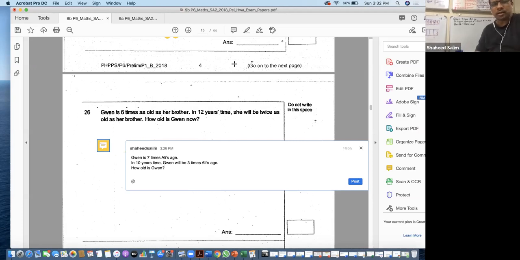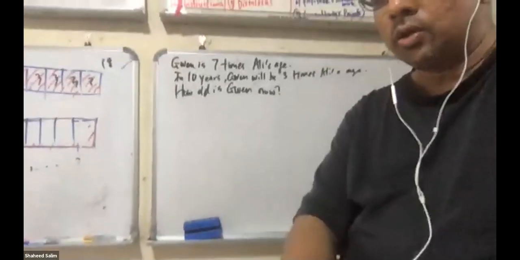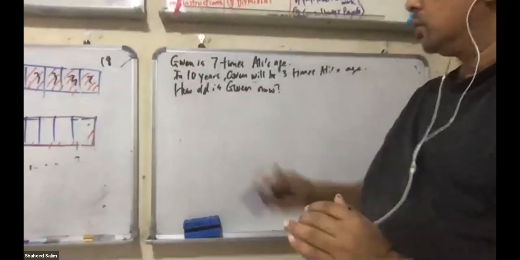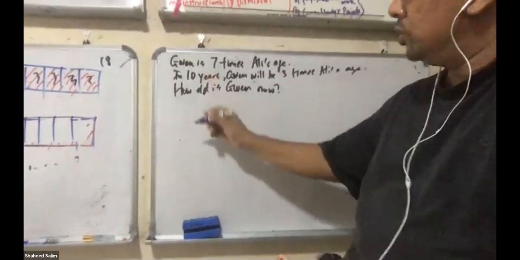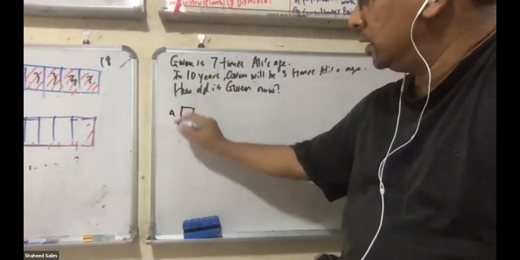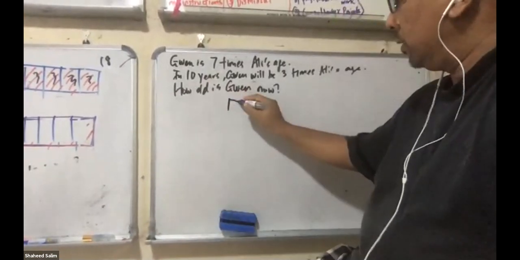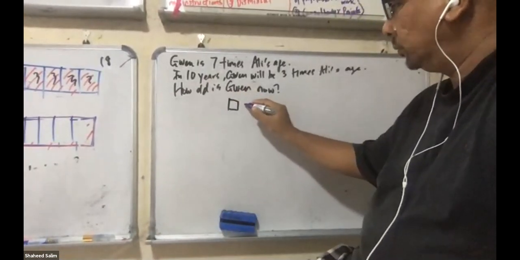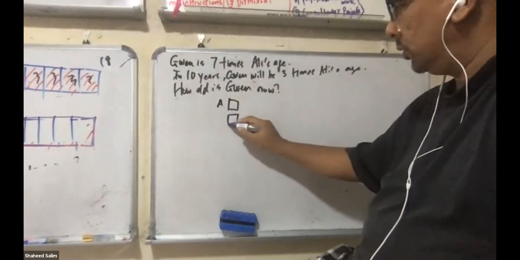Can we just go through this? Zahira, do you mind? We go through, okay? I just explained. Sophia, I'm going to explain this. So, Rehana also. Now, Gwen is 7 times Ali's age. So, Ali should be 1. This is Ali. Okay, I'm going to draw it in the center so that you can see. Ali down here should be 1. Gwen should be 7.